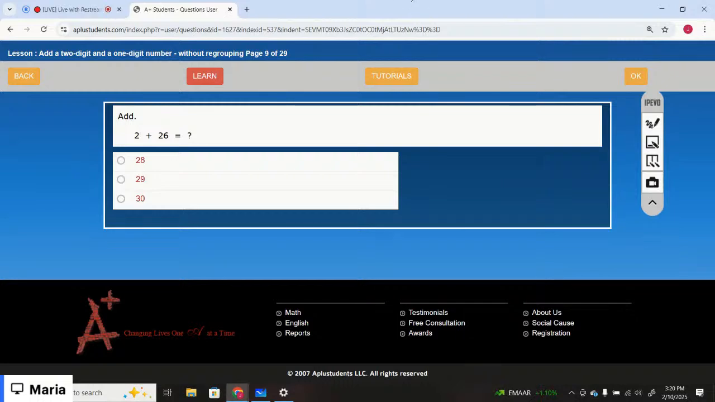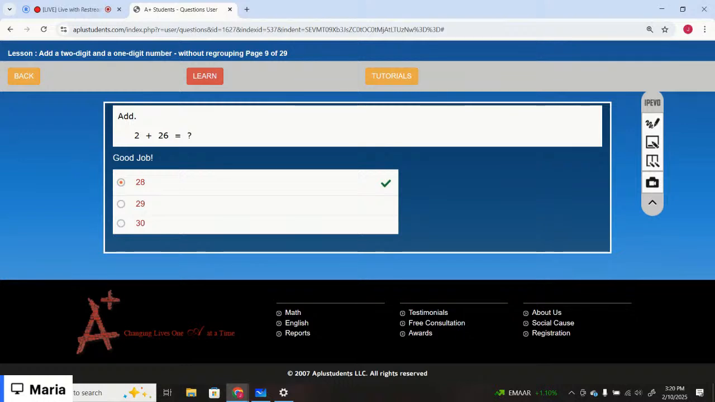26 plus 2, which is the correct option? Twenty-eight it is. 26 plus 2 makes 28. Option number 1 is the correct option.